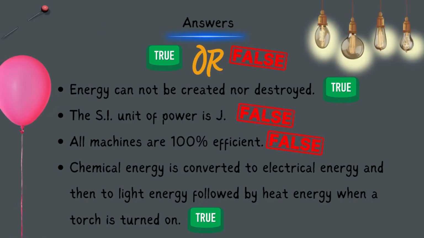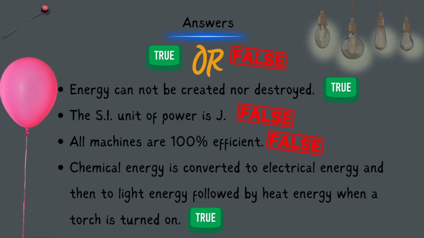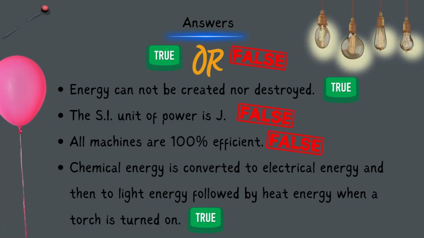Statement 1 is true. Energy cannot be created nor destroyed. Statement 2 is false because the SI unit of power is the watt. Statement 3 is false because machines are not 100% efficient and never will be. Statement 4 is true. When a torch is turned on, chemical energy is converted to electrical energy, which is then converted to light and then heat.